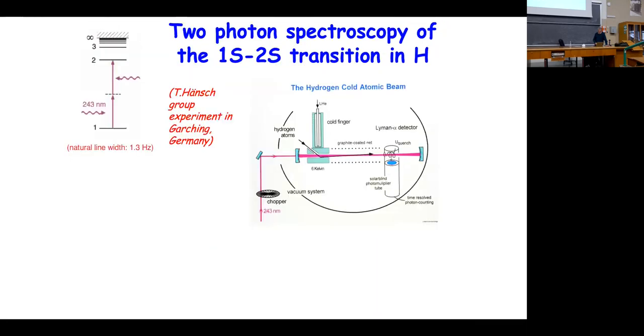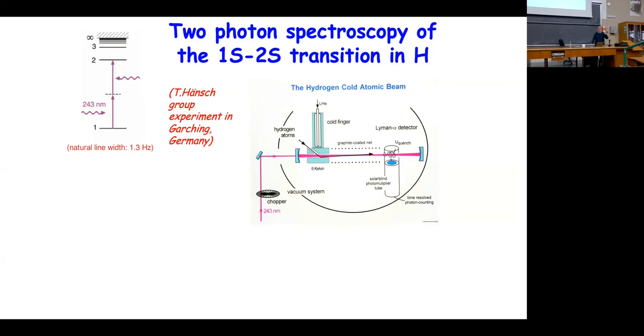On the next slide, I give you a small description of the experiment, which is a tour de force. You see here the schematics, which shows that you absorb one photon going from left to right, one photon going from right to left, and you go from 1s to 2s.